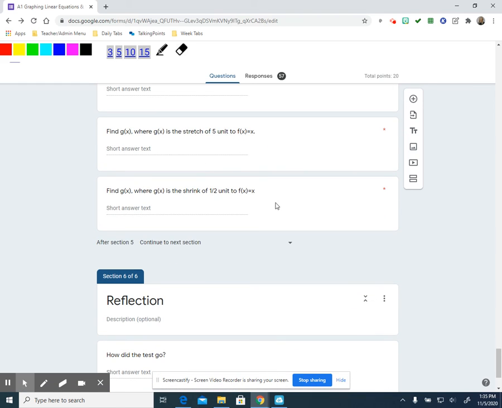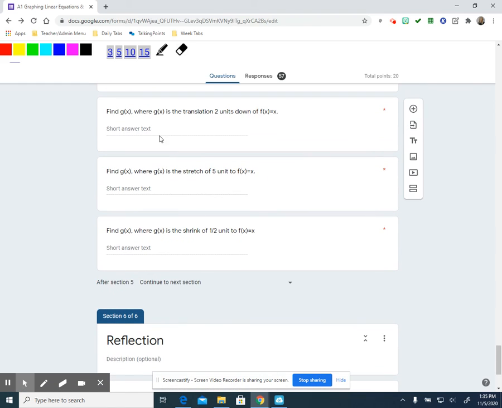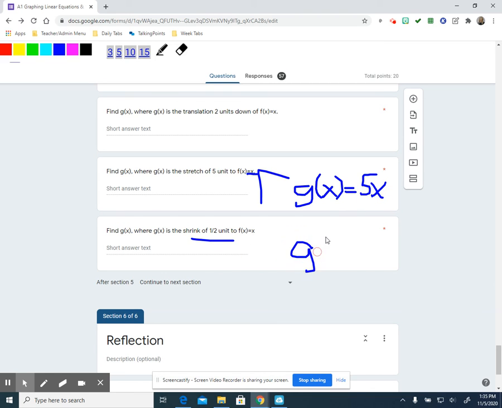And this is in contrast to the stretching and the shrinking. When we stretch, we change that slope. We're stretching that rate of change. So g of x will be equal to, we're going to make it 5 times greater. So 5x. Then we're going to shrink that rate of change by a half. And now we have 1/2 of x. These are your transformations.